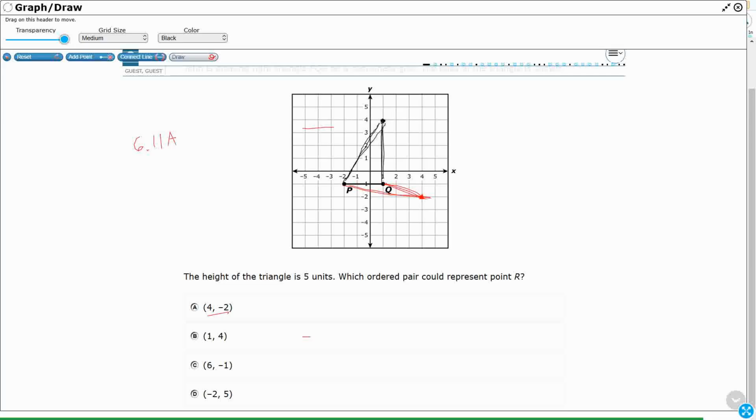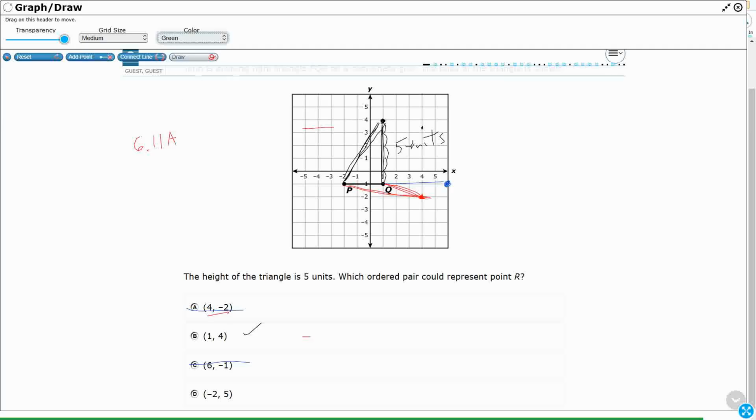That would work. I'm going to use the straight side here as my height. So that's 1, 2, 3, 4, 5. Okay, so this looks like 5 units. And so that looks like that works. Let me check 6, -1. Okay, 6, -1 is right here. That doesn't make a triangle. That makes a straight line. So that's not going to work.